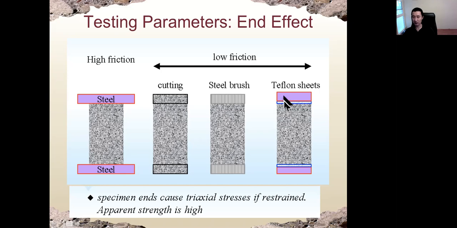As a result, when we change the friction from the top and bottom plate, such as if we use Teflon sheets, it will reduce the friction, so the constraint effect will be smaller. Same thing if we use a steel brush. A steel brush only provides vertical load, but horizontally it provides little restraint. So if we use Teflon sheet, the concrete will crack earlier compared with if we use steel plates.